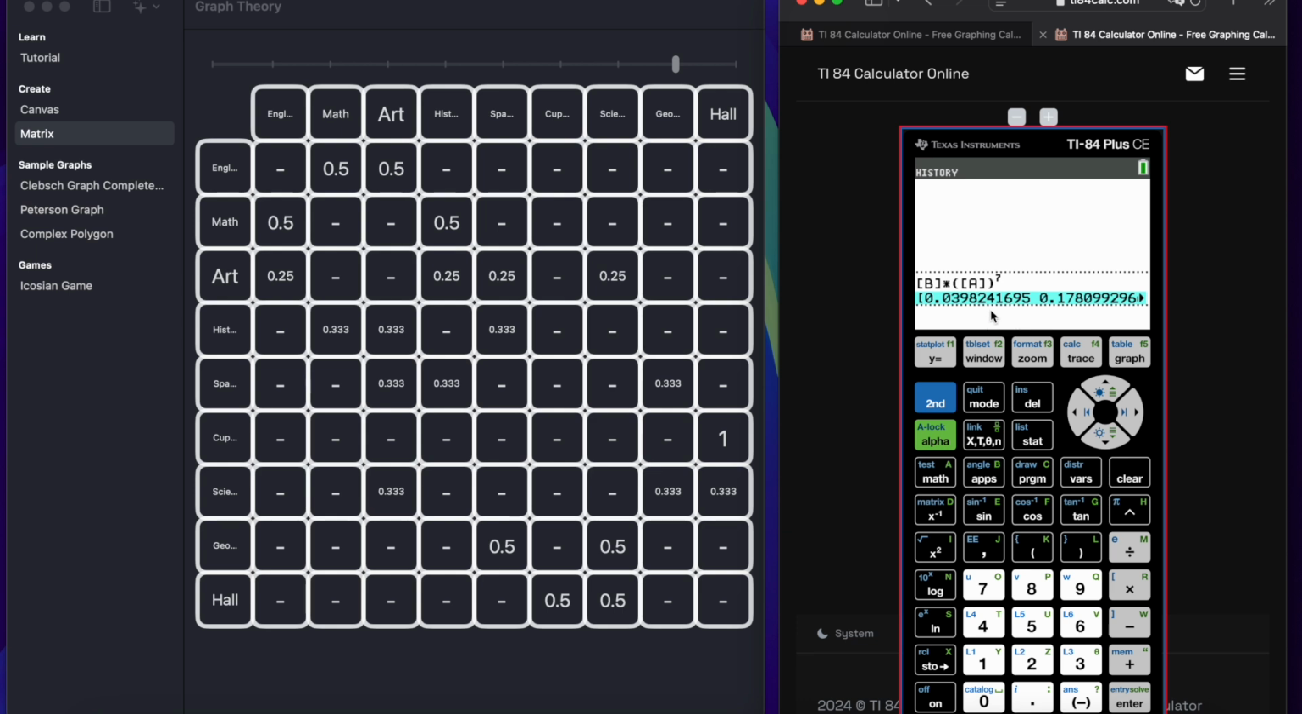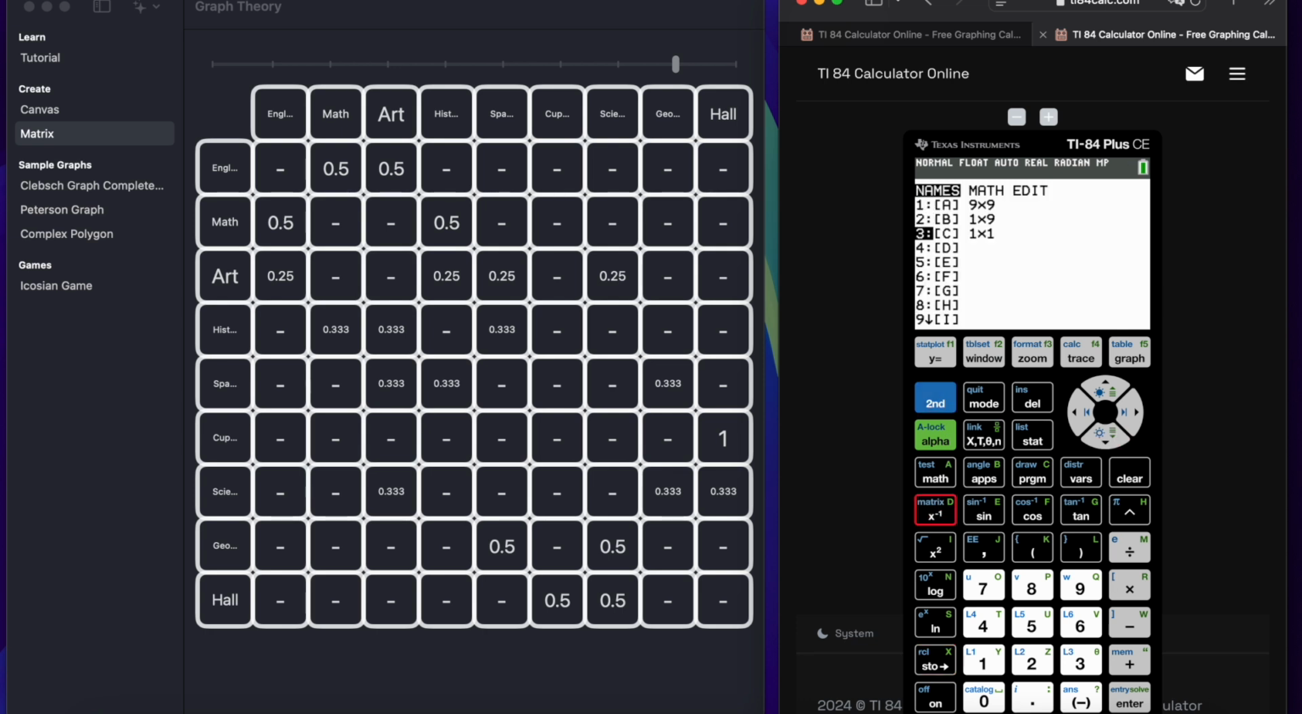So in order to view all of the results for this answer, I'm going to store this answer into a third matrix C. So down here I have this answer button above the hyphen. I'm going to click second and then answer. And then I want to store this into a matrix. So here is the store button. I'm going to give it the name of a matrix. So I'm going to choose matrix C. I'm going to hit enter. So now the results of this computation are stored in matrix C.